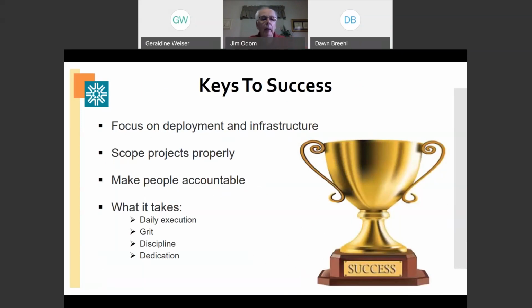So here are some keys to success. As I said earlier, focus on the deployment and the infrastructure. How are you going to select projects? Who are you going to select to lead these projects? Use a project charter, and make sure that you have a project champion and sponsor for each of the projects. All of that is very important, and it's probably more important than what kind of tools you're going to use. Most everybody is focusing on tools, and it should be more on the deployment and the infrastructure.